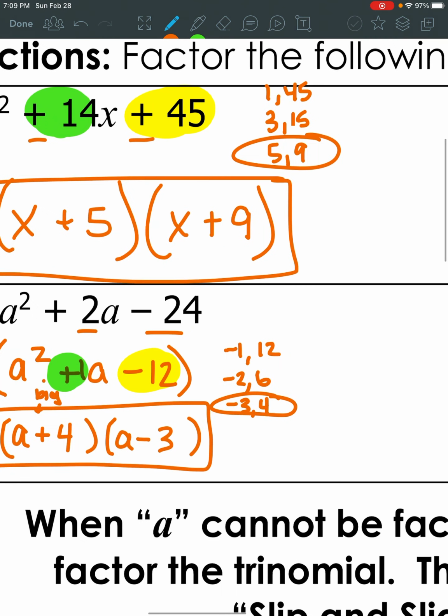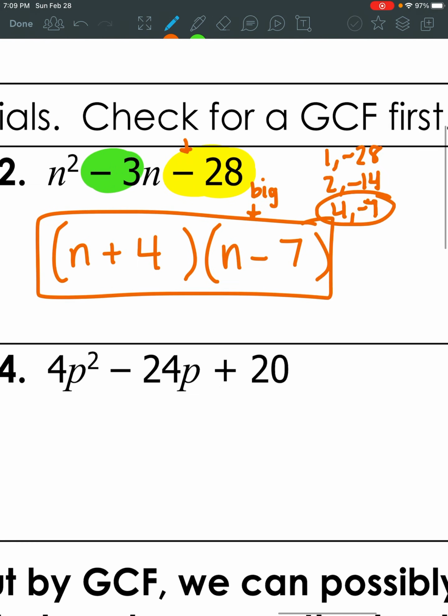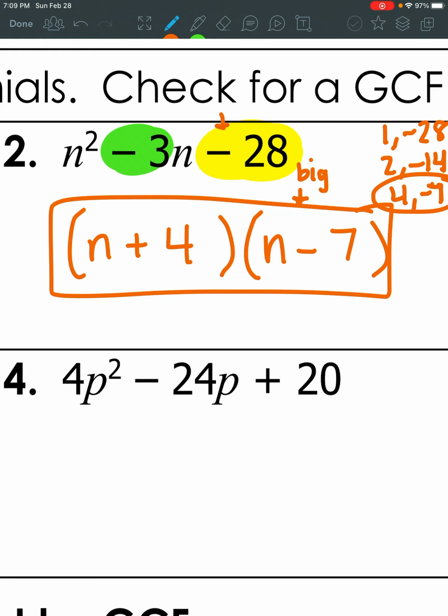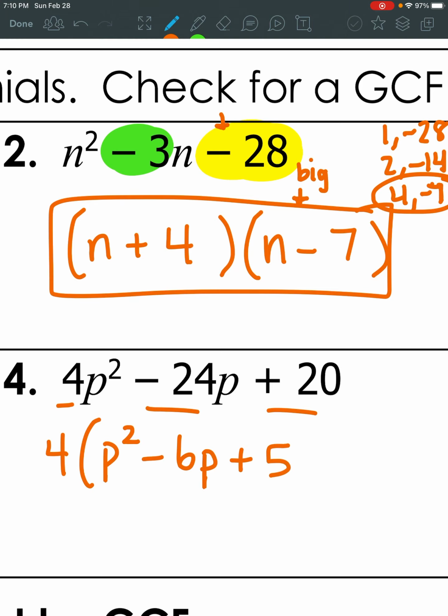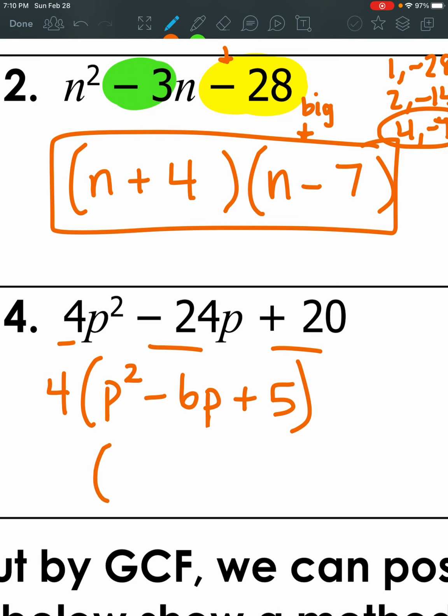And if you take your time to double check, you should know if you have these correct or not, because they multiply back to the original. So 4p squared, negative 24p, positive 20, so the GCF is 4. We cannot say the p is a GCF because the 20 is a constant and doesn't have that variable. So now divide everything by 4, so minus 6p, and then 20 divided by 4, so plus 5. And now we are factoring this p squared minus 6p plus 5.